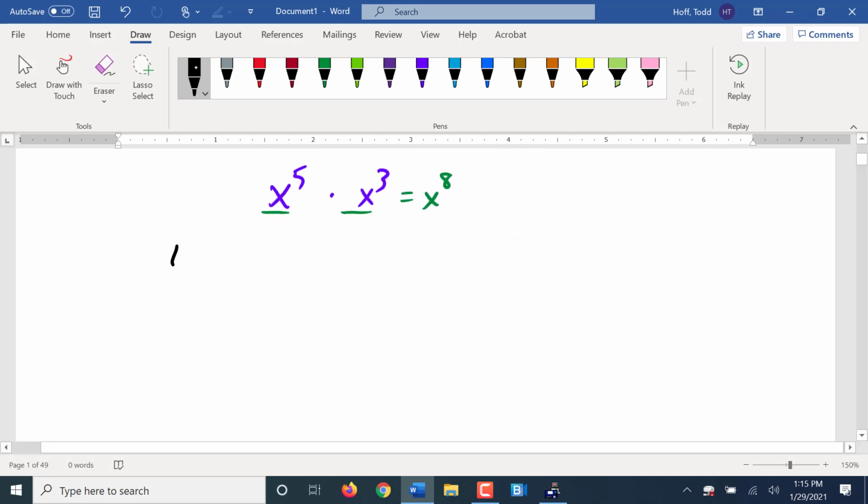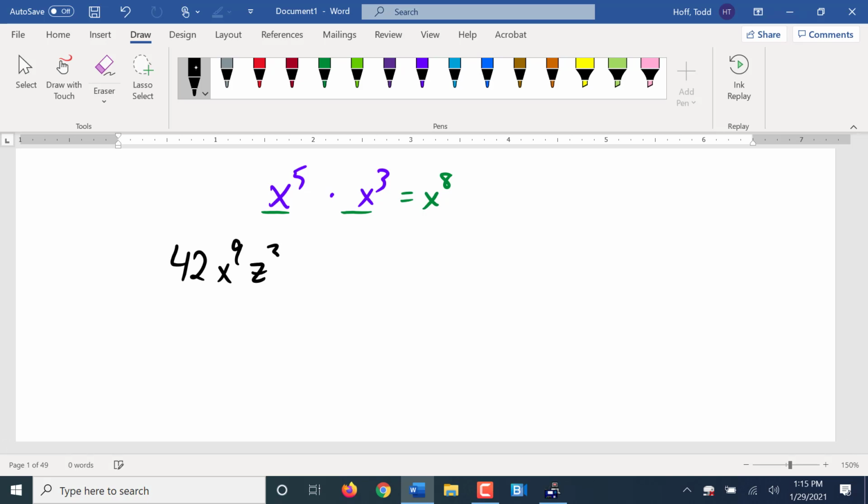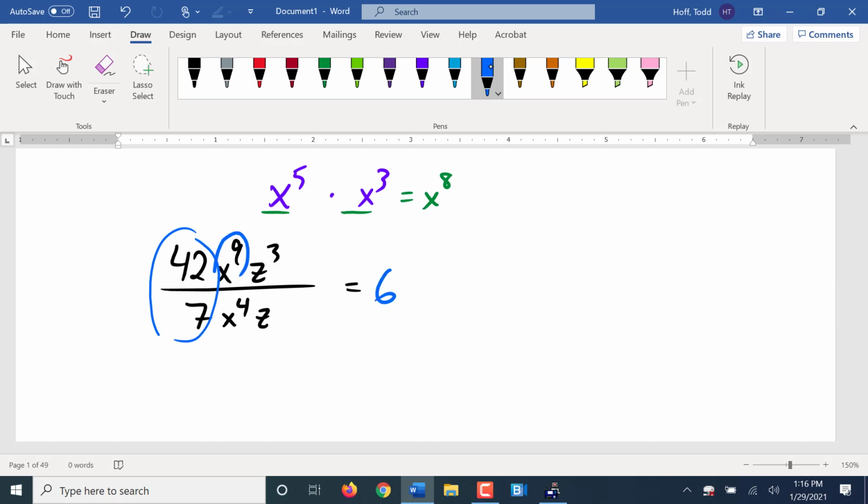Or we might divide. 42 x to the 9th, z to the 3rd, divided by 7 x to the 4th, z. So we combine the counts again. 42 divided by 7 is 6. Then we do each name separately. X to the 9th divided by x to the 4th is x to the 5th. When we're dividing, we subtract powers. Now the z to the 3rd divided by z, what power is on this z? It's a 1. There you go. So 3 minus 1 is 2, z to the 2nd.